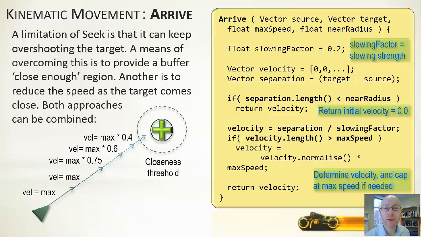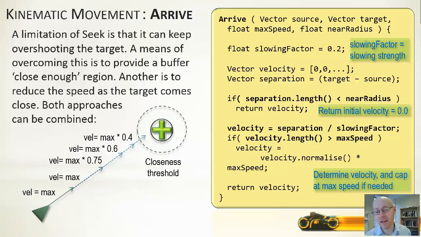We divide it by our slowing factor, and this is the thing then that controls how quickly we slow down. So a slowing factor, for example, this is 0.2. So actually we're going to be trying to accelerate quite a significant bit until we get reasonably close to it. That gives us our target velocity.